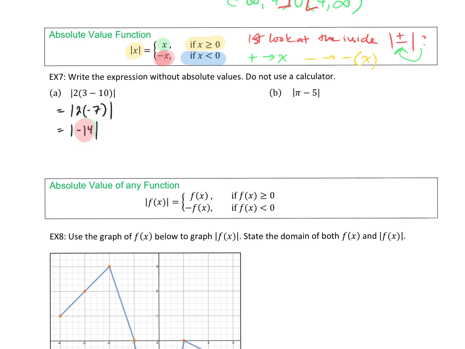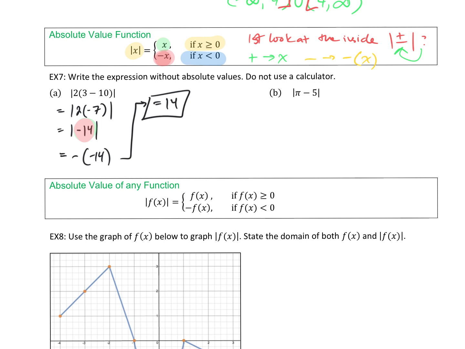We have to take the opposite of it. So again, we can drop the absolute values, but we need to take the opposite of it. So again, the opposite of what's on the inside. And then what's the opposite of negative 14? Well, that's just 14. And does that make sense? Yes. Absolute value of negative 14 is 14.